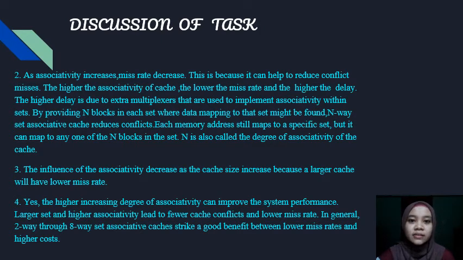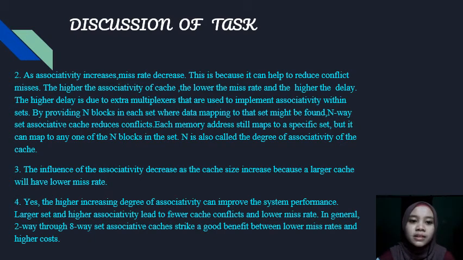Discussion of task. For question 2, the question is, does the miss rate increase or decrease as the associativity increases? Why? What happens with the conflict misses when you enlarge the associativity grade? The answer for question 2 is, as associativity increases, miss rate decreases. This is because it can help to reduce conflict misses. The higher the associativity of a cache, the lower the miss rate and the higher the delay. The higher delay is due to the extra multiplexers that are used to implement associativity within sets.